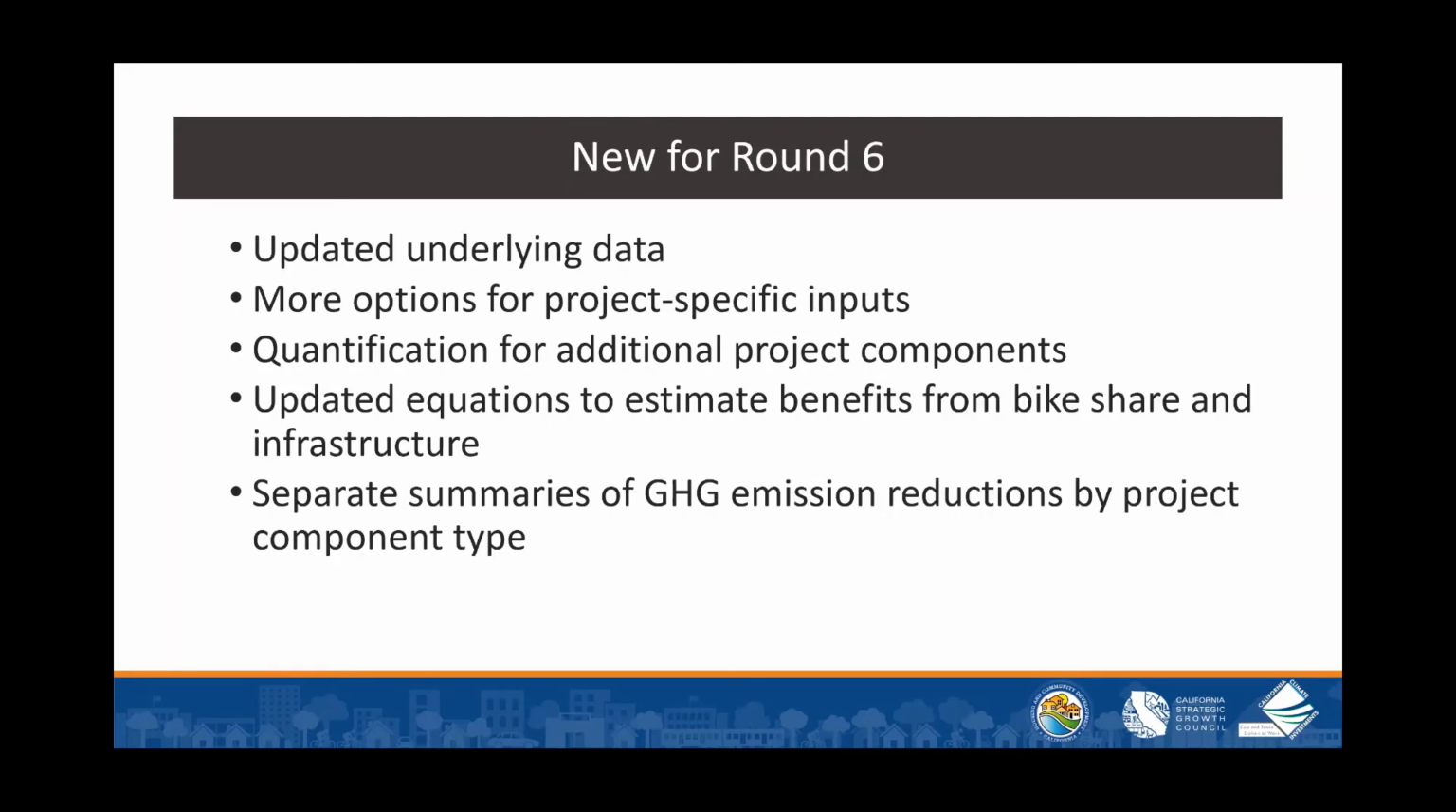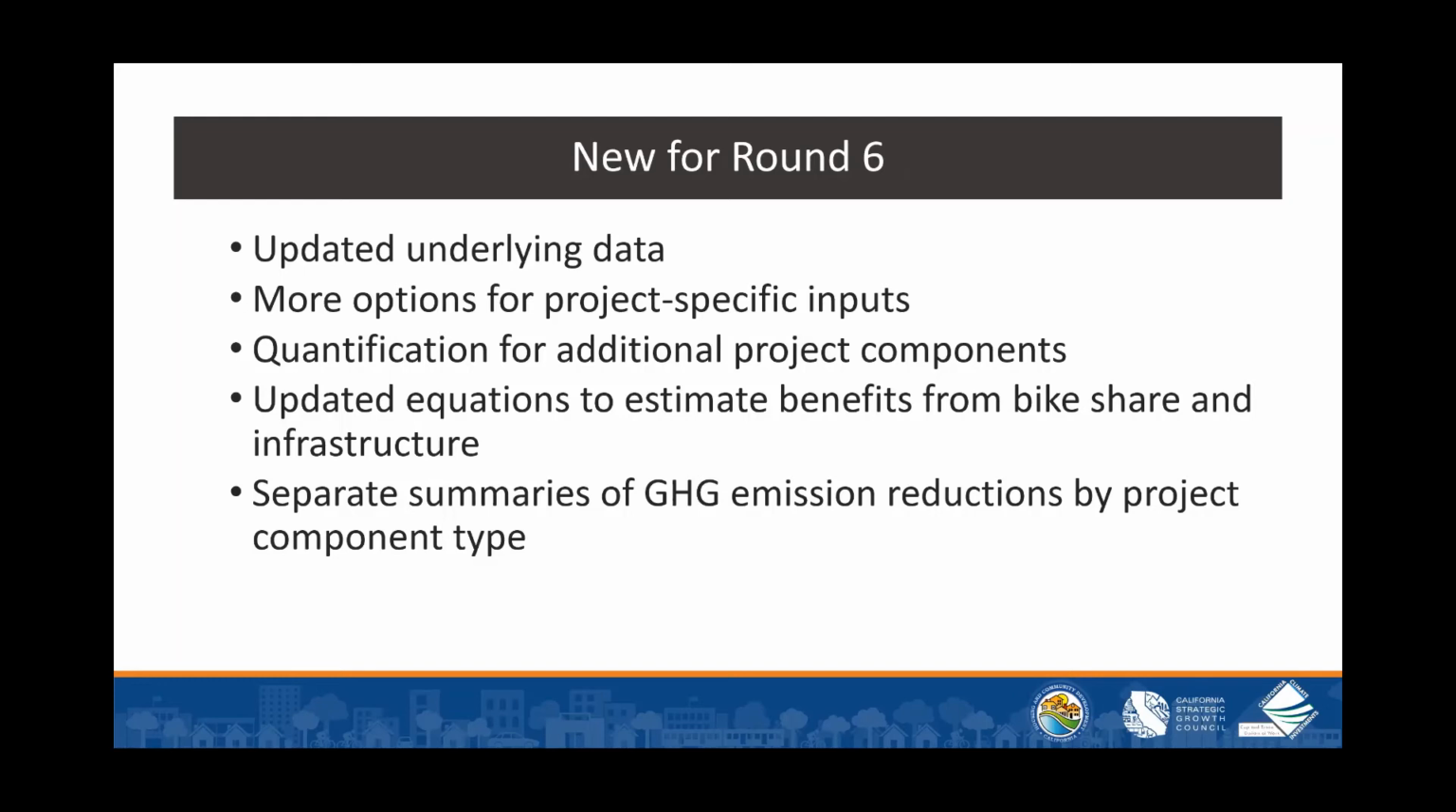So every round, CARB staff review the quantification methodology and benefits calculator tool and revise them to make them more user-friendly and appropriate to the projects and the program guidelines. Some changes for the Round 6 AHSC benefits calculator tool include updated underlying data such as the GHG emission factors and fuel economy values for passenger autos and job-centered data. More options for project-specific inputs, for example, carbon intensity and fuel consumption inputs for transit vehicles, and useful life input for bike share.